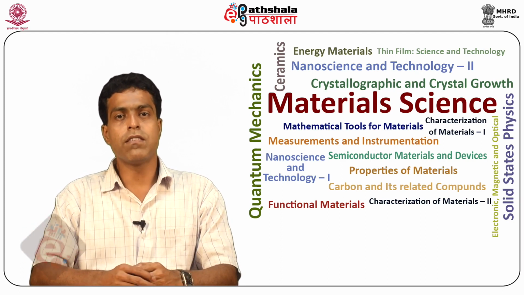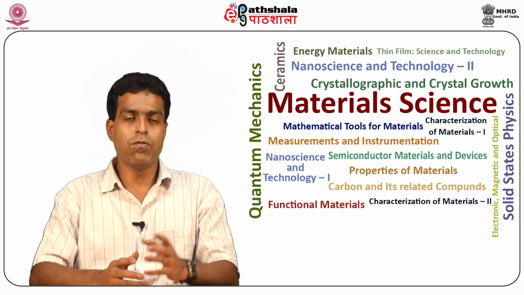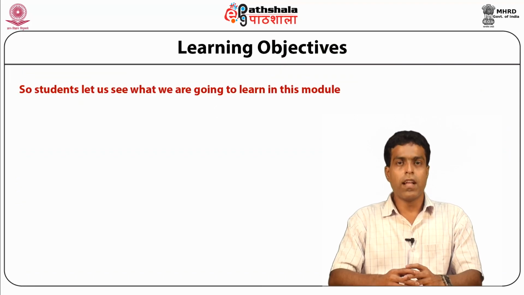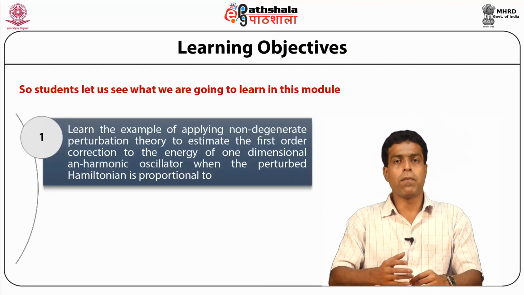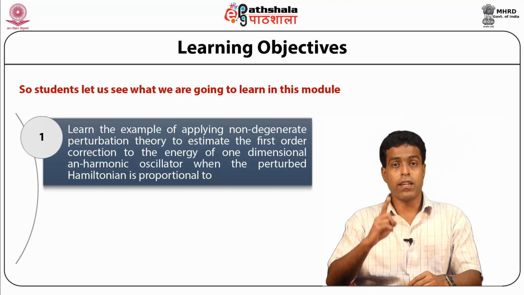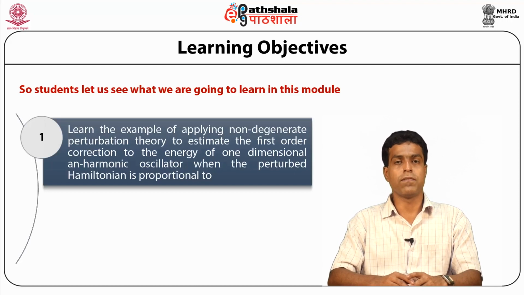Here we are going to discuss the module, application of perturbation theory to a few problems, from the paper Quantum Mechanics. So students, let us see what we are going to learn in this module. Learn the example of applying non-degenerate perturbation theory to estimate the first order correction to the energy of a one-dimensional anharmonic oscillator when the perturbed Hamiltonian is proportional to x square.